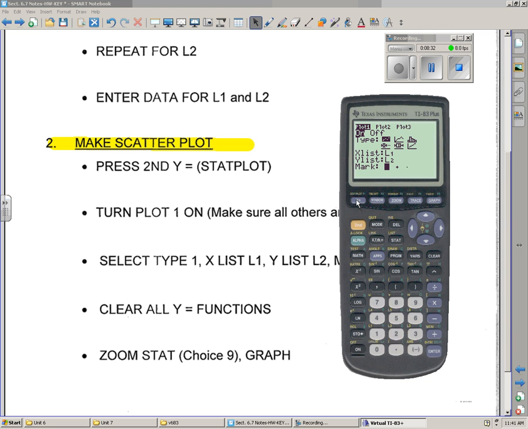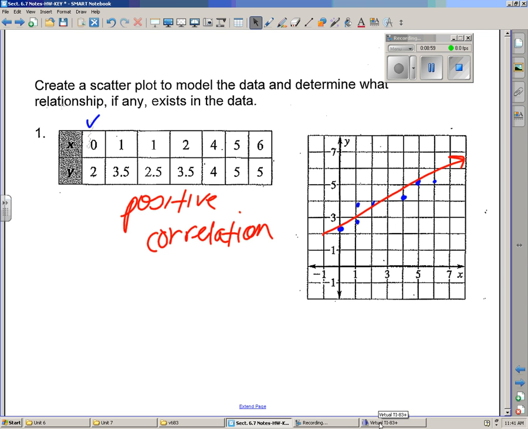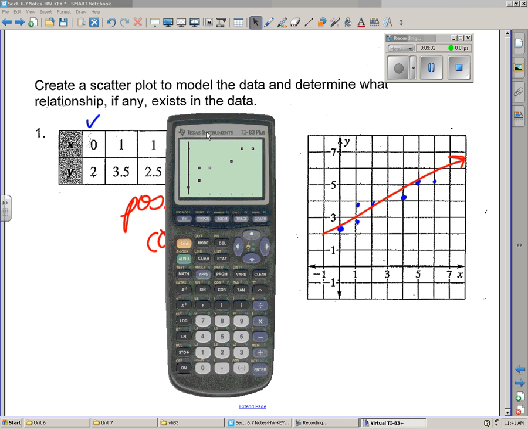The fourth bullet says clear all y equals functions. If I go to y equals, there's nothing in my y equals, but notice that my plot 1 is highlighted, and it should be. Then it says do zoom stat, which is choice 9, then graph. So I'm going to go to zoom, down to choice 9, which is zoom stat, and hit enter, or you could hit graph. This should look just like what we did on the other page. Okay, and this looks just like what we did for our scatter plot.